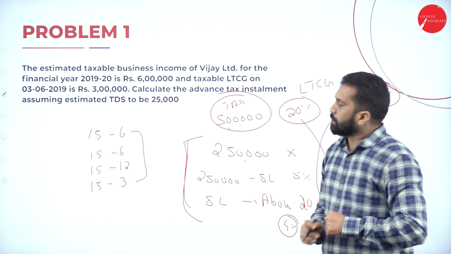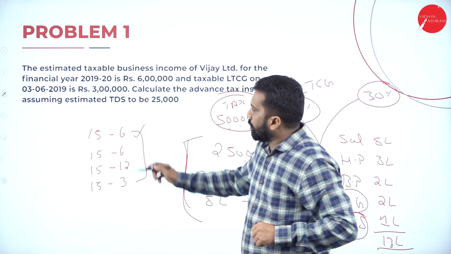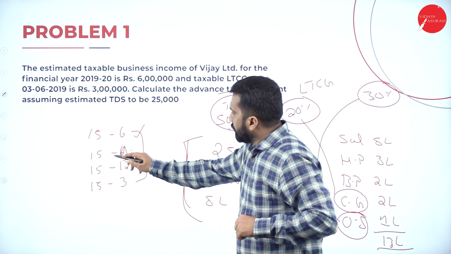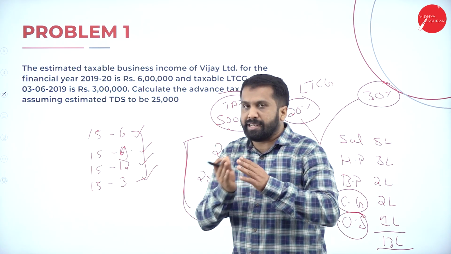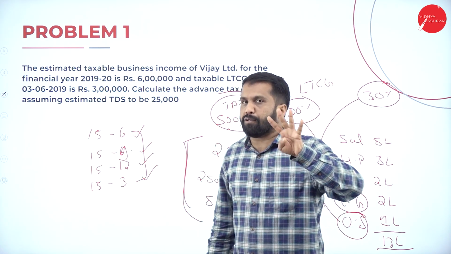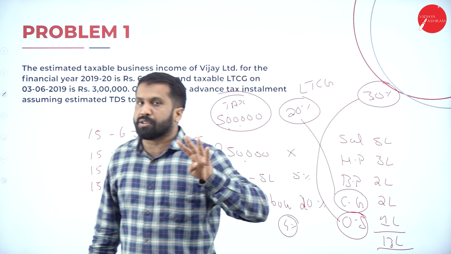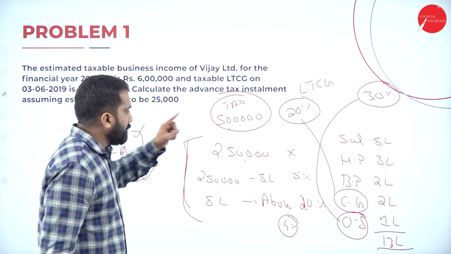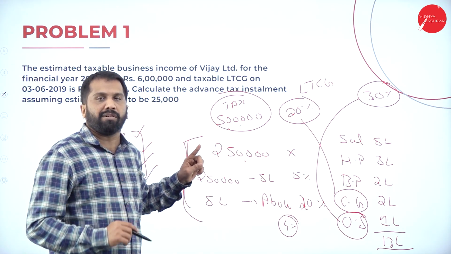How do you pay? All 5 lakh, you have to pay some portion on 15th June, 15th September, 15th December, 15th March. Like this, in installments, you will get 4 installments. In all 4 installments, you are supposed to pay your advance tax. Hope you are clear. This is all about the format and the method of doing advance tax.